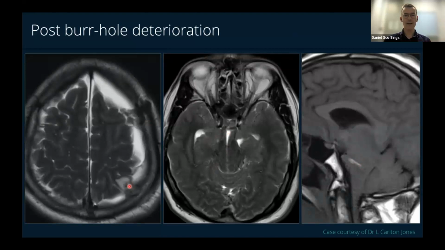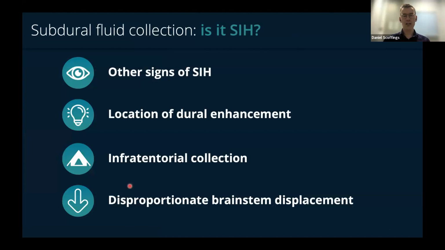So we need to think about this. How can we avoid this? How can we tell if someone's got subdurals, could it be due to SIH? Well, something that's a common theme in this talk is look for the other signs of SIH. So look for dural enhancement, look for the other findings that we're going to talk about, but also look at where the dural enhancement occurs. Look for infratentorial collections and look for disproportionate displacement of the brainstem to the size of the collection.